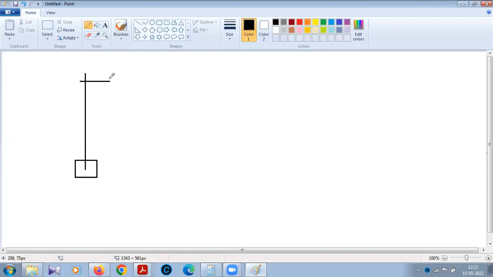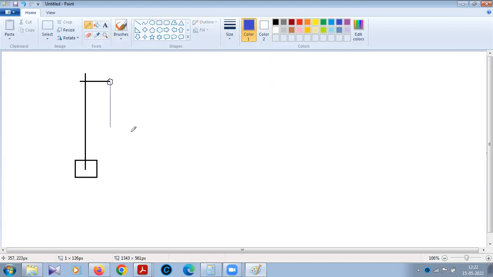Some boss and some clamp we will use. With the clamp we will hang the material which we have to test, suppose this rubber wire or something like that. And we will be hanging different weights.